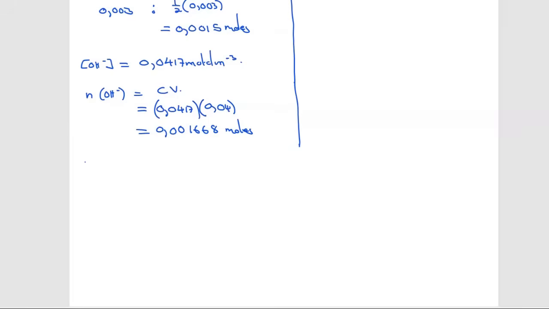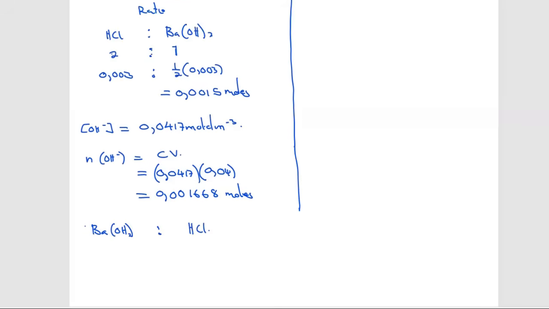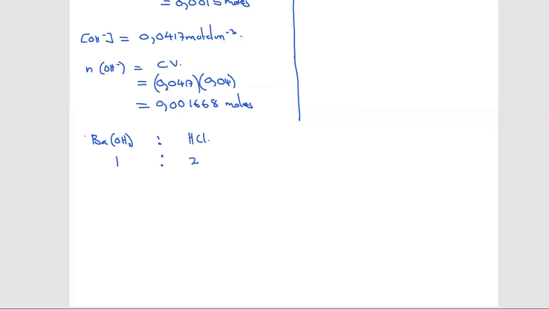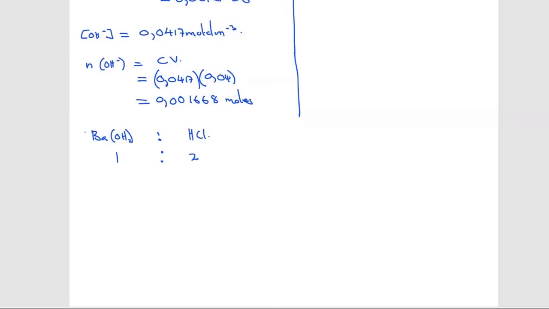In terms of this, if you look at your Ba(OH)2, it is 2. If I go back to the ratio of HCl, we took note that the ratio at the top was 1:2, so 1 is to 2. So how does it neutralize? It means we are going to take half of that.